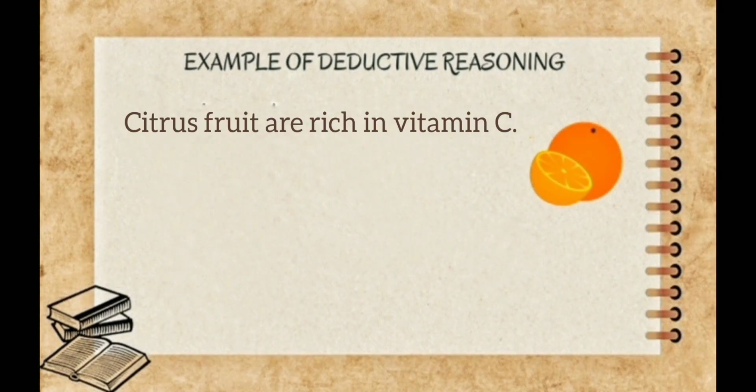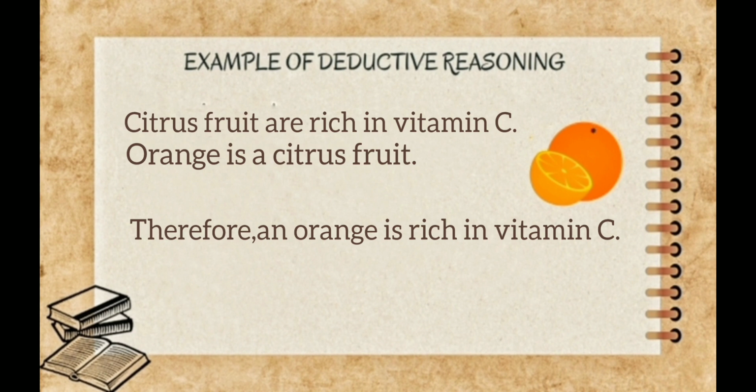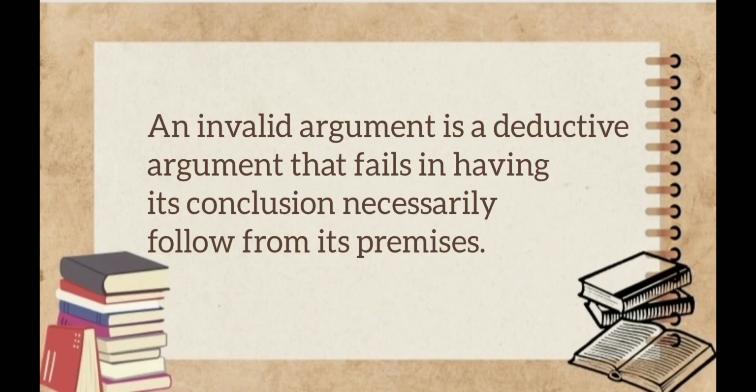Let's try more examples. Citrus fruits are rich in vitamin C. Orange is a citrus fruit. So the conclusion is, therefore, an orange is rich in vitamin C. An invalid argument is a deductive argument that fails in having its conclusion necessarily follow from its premises.